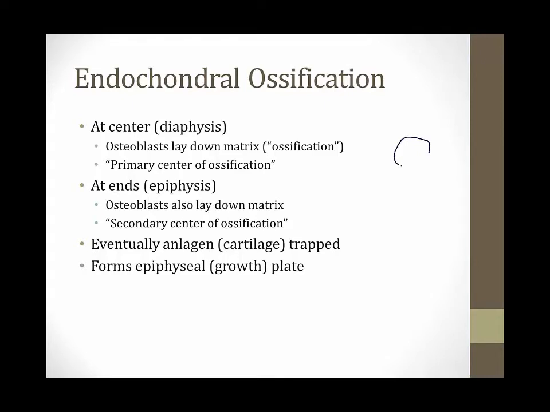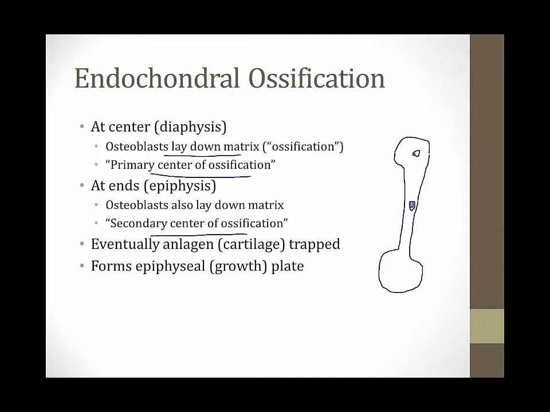For example, if you have a bone that looks something like this, a typical long bone, at the center of the bone, you will have what's known as the primary center of ossification. This is where osteoblasts will begin laying down bone matrix. At the ends of the bone, which is called the epiphysis, you will also get a center of ossification. This is called the secondary center of ossification.